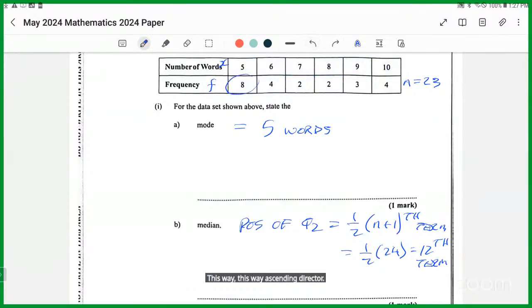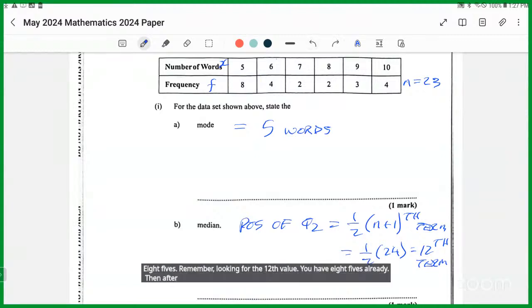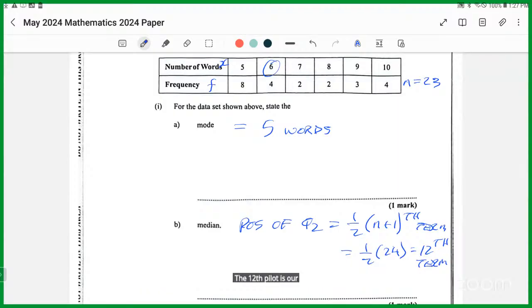So you start out with 8 values there. Remember, you have 8 5s. Remember, you're looking for the 12th value. You have 8 5s already. Then after the 8 5s, there are 4 6s. So you reach 12 values right there, so the 12th value is a 6. Can you see that? So your 12th value is a 6.